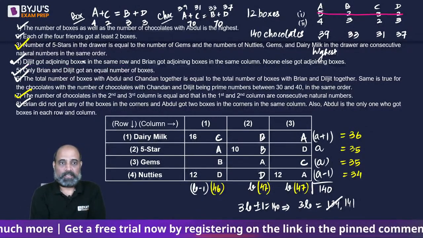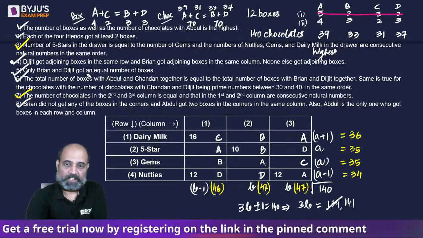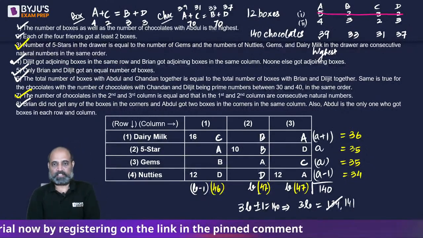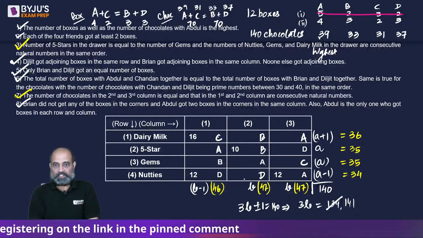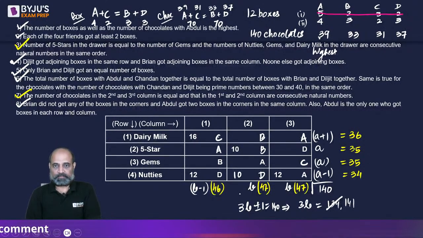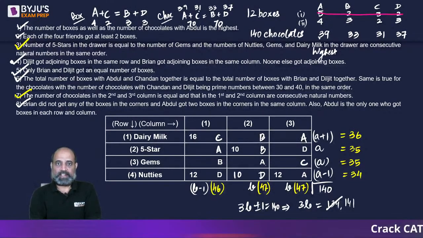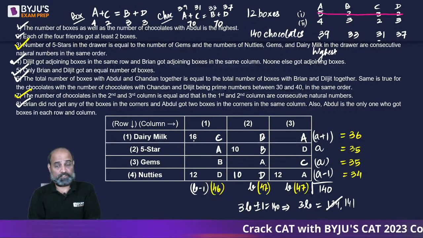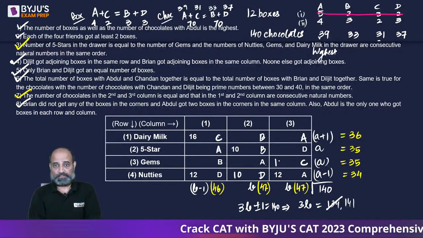Right? Okay. Now let's start filling in the chocolates. If we look at the fourth row, it's 34. 12 plus 12 is 24. So this D should be 10. Right? Next, C should get a total of 31 chocolates, out of which C has already received 16. So the remaining 15 will go here.